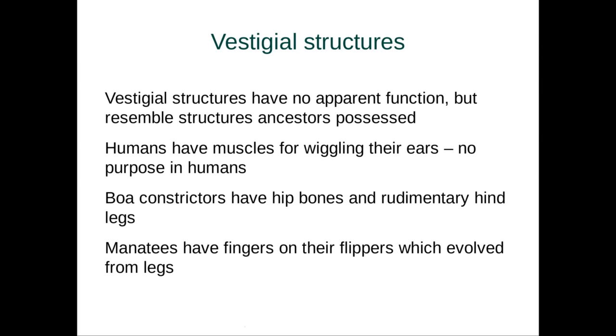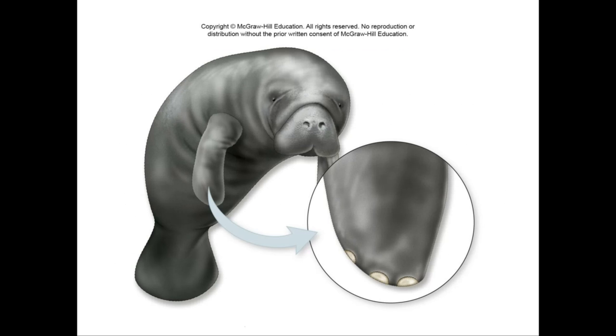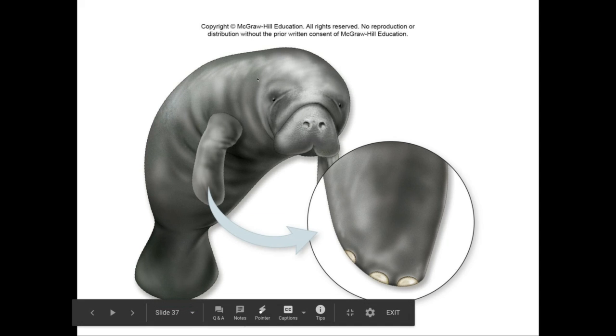Now, boa constrictors, if you looked at their skeleton, they actually have hip bones and rudimentary hind legs. It serves them no function, but their ancestor had legs. And manatees, which is my favorite example, actually have fingertips. So if you guys haven't seen a manatee, they're called sea cows. This is what they look like. They're marine mammals. Now manatees actually have fingertips on their fins, their front fins here.